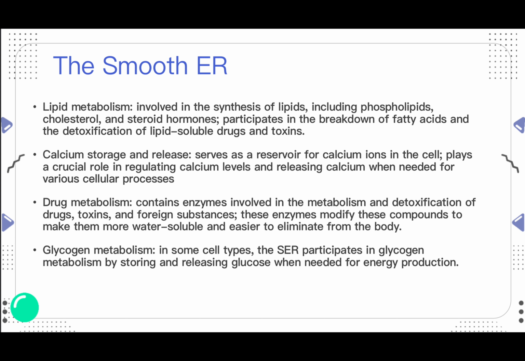The SER is also important in calcium storage and release. So it serves as a reservoir for calcium ions in the cell, and it plays a crucial role in regulating calcium levels and releasing calcium when needed for various cellular processes, such as muscle contraction and signaling. Finally, the SER is also important in glycogen metabolism. So in some cell types, the SER participates in glycogen metabolism by storing and releasing glucose when it is needed for energy production. And that's about it.